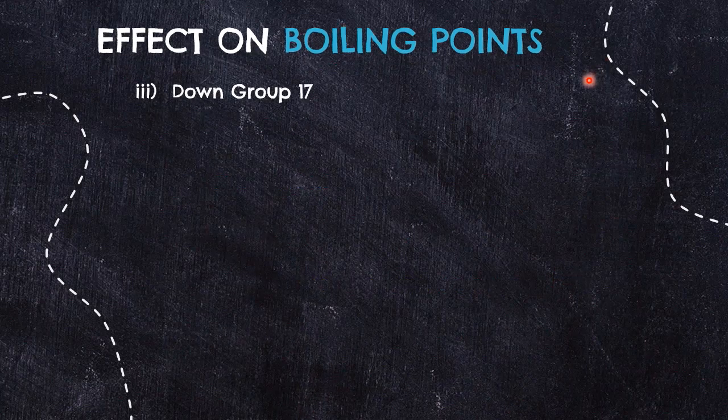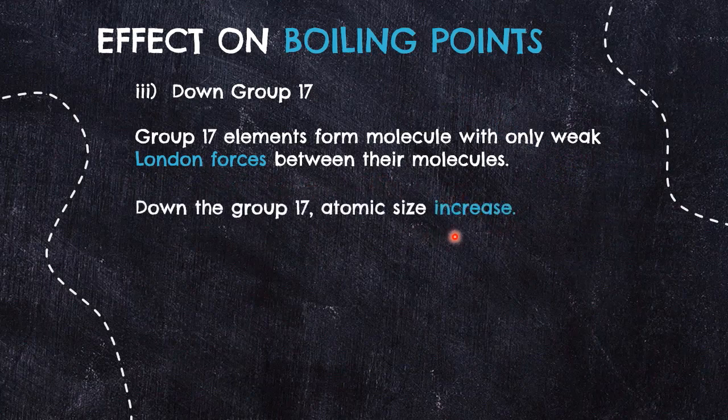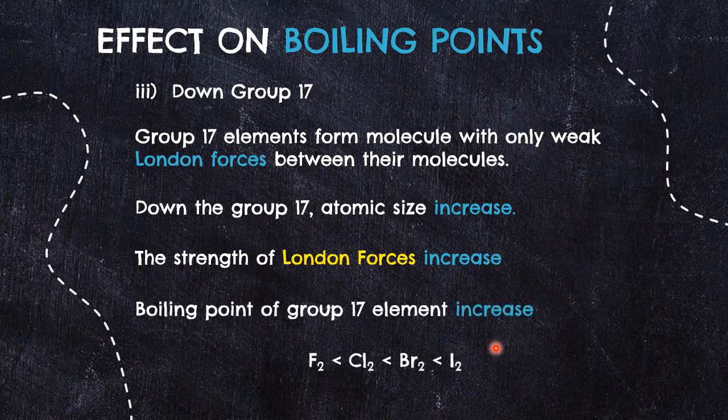As for the last variation in melting points, we're going to look at down group 17 elements. So we know already group 17 is considered as non-metal, so they don't have the ability to form metallic bonds between their atoms. Therefore, they're going to share their valence electrons to form molecules with only weak London forces between them. So down group 17, the size of an atom gets bigger, which then results in stronger London forces. So these strong London forces tell us more energy is needed to overcome the forces between the molecules involved. Hence, melting point will increase from fluorine to iodine.